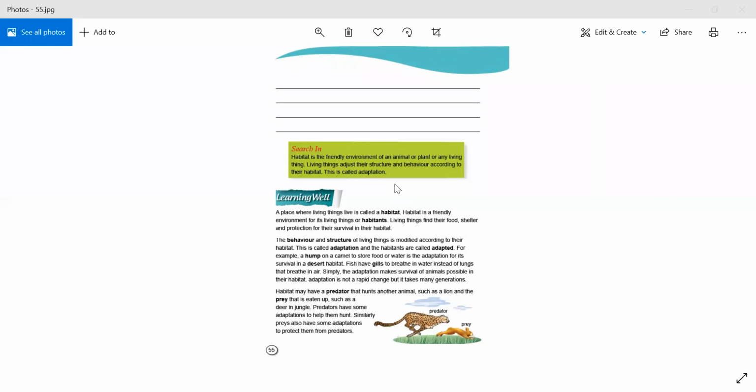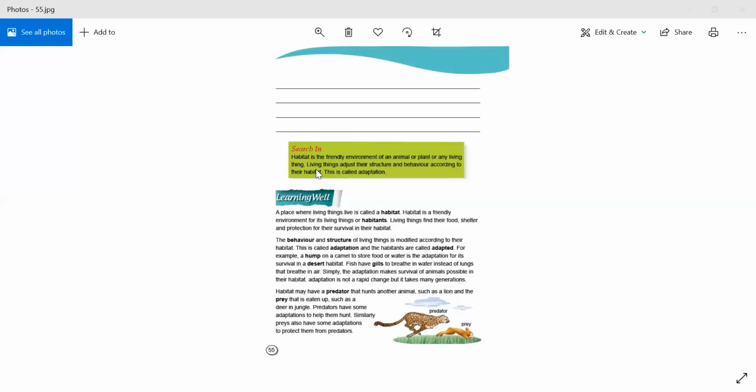A place where living things live is called a habitat. Habitat is a friendly environment for its living things or habitants. Living things find their food, shelter, and protection for their survival in their habitat. Now, beta, you should know that the place where living things used to live is called habitat. I told you. And what is habitat?